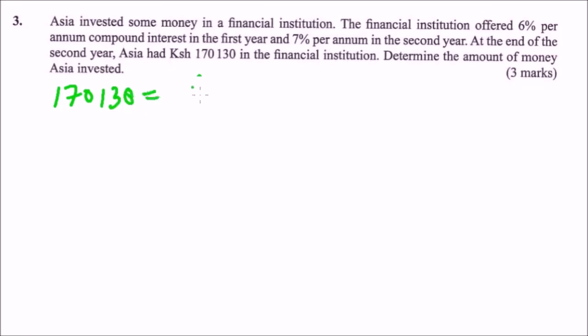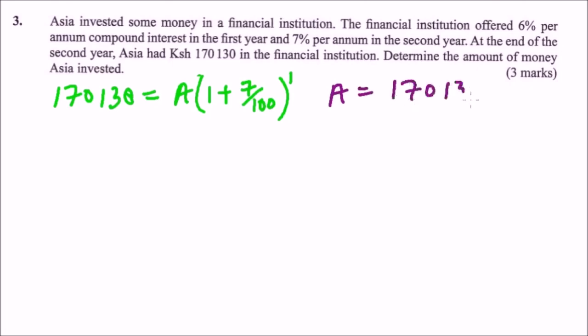So this is equal to the amount he had obtained in the first year multiplied by 1 plus the second year rate of 7% over 100, to the power 1. So once we get that, A is equal to 170,130 divided by 1.07, and this will give you 159,000 using your calculator. So this is the amount he got in the second year.